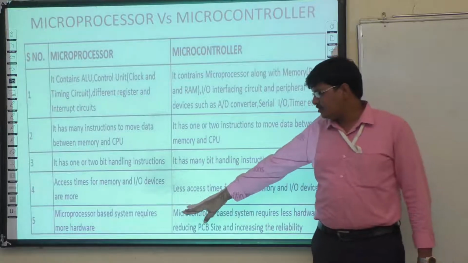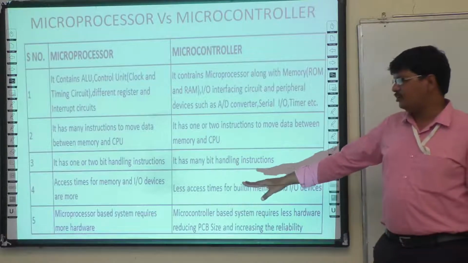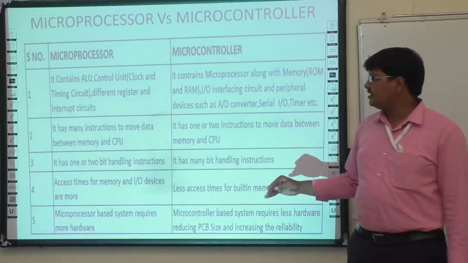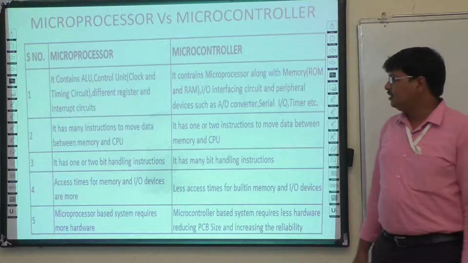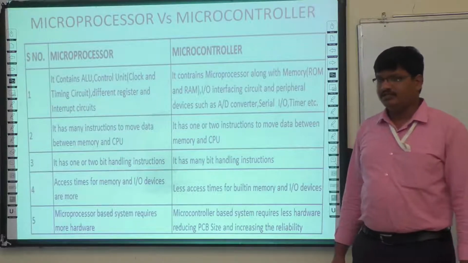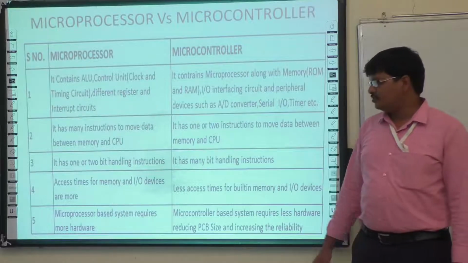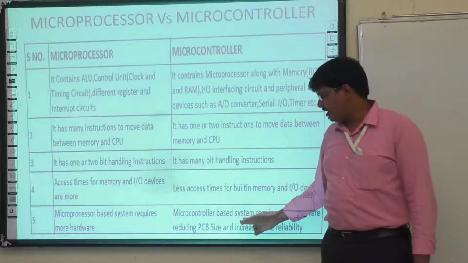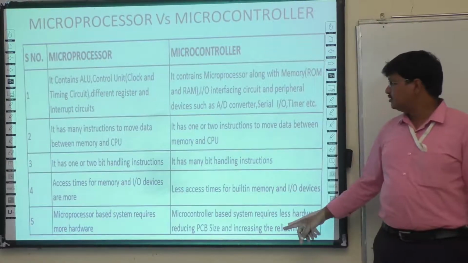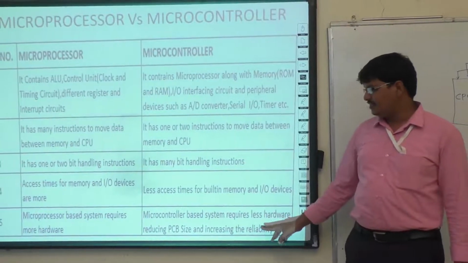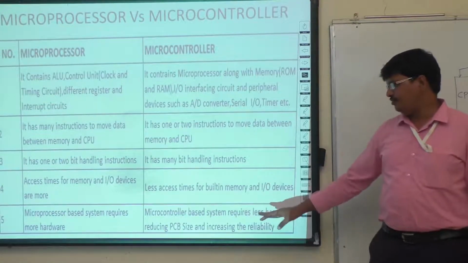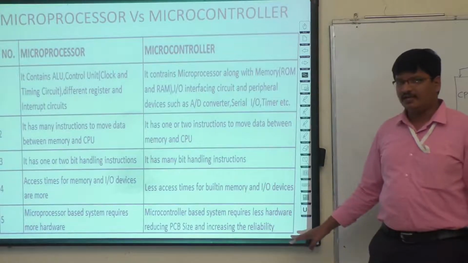The next difference is that a microprocessor based system requires more hardware, because external modules such as the memory unit, input-output units, and peripheral units are connected externally. They should be connected through buses that lie on the PCBs. So it requires more hardware. But in a microcontroller, all these modules such as memory, input, output, and peripheral devices are placed in a single chip. So it requires less hardware. So reducing PCB size and increasing reliability can be achieved.